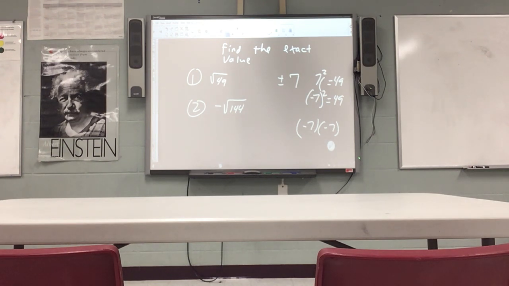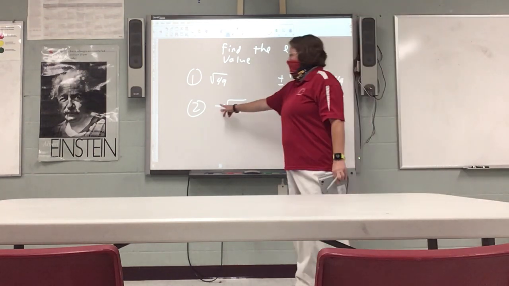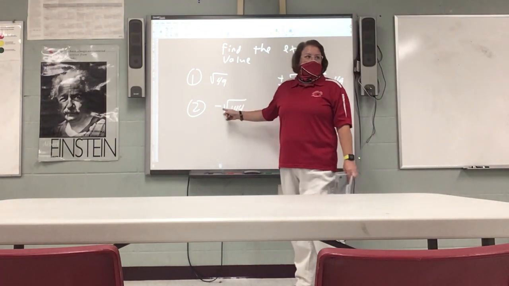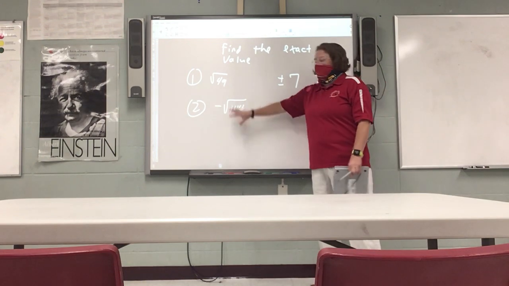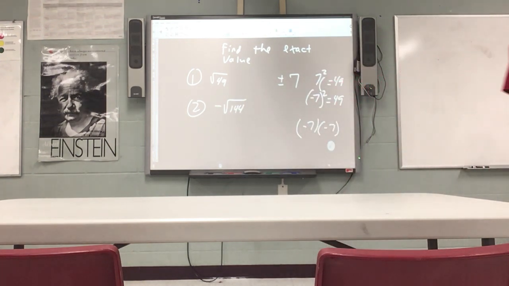Right? Now, number two, you don't get to use that fancy sign, because number two told you which sign they want you to use. They put the negative out in front, so that means whatever you get here, make it a negative. So this one, you would just say, what number times itself equals 144? So you get 12. And then they told you they wanted a negative, so you put a negative in front of it. Okay? All right, let me erase those.